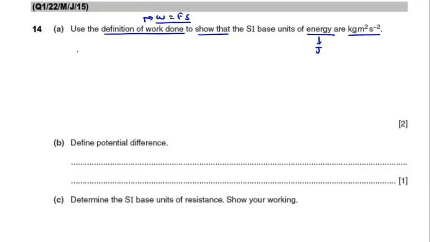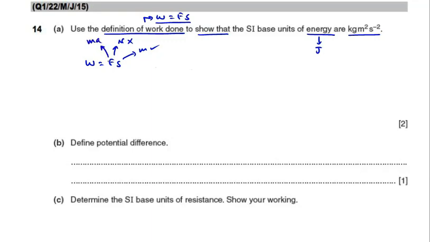So let's start with the expression for work now. W is equal to Fs. The SI unit of force is Newton and the SI unit of displacement is meter. Students, meter is an SI base unit but Newton is not an SI base unit. So let's replace F by its expression ma.